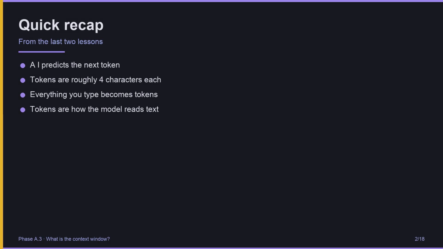Quick recap. AI predicts the next token, one piece at a time. Tokens are roughly 4 characters of English each. Everything you type becomes tokens. That is how the model reads your text. Now, where do those tokens go? They go into the context window.